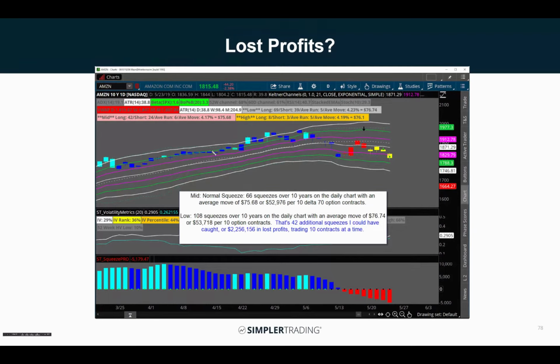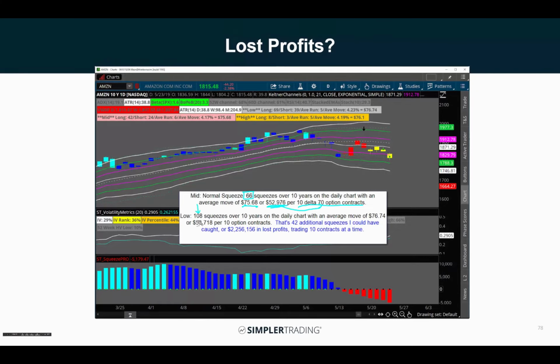The squeeze that I've been using over 10 years on a daily chart has had 66 instances, okay, over 10 years, with an average move of $75.68, or about $52,976 per 10 Delta 70 contract options. So I know that's not perfect math because the deltas will change, but basically what I did was, if you start off with a Delta 70 option, for each dollar that the stock moves, you're making 70 cents. Technically, the delta is going to increase as it goes your way, but I thought it's fair to use the lower number.